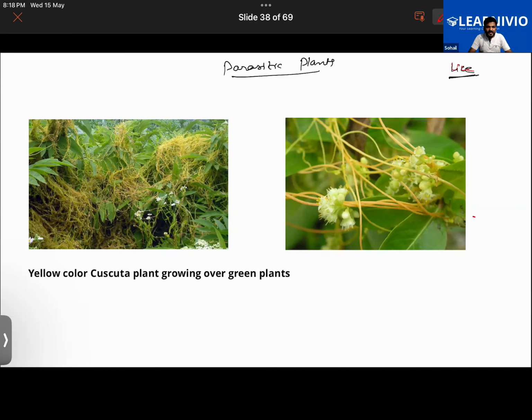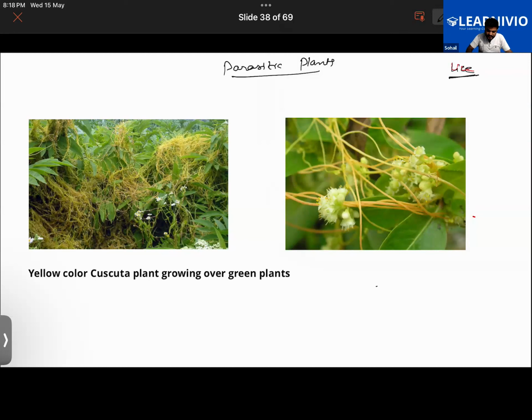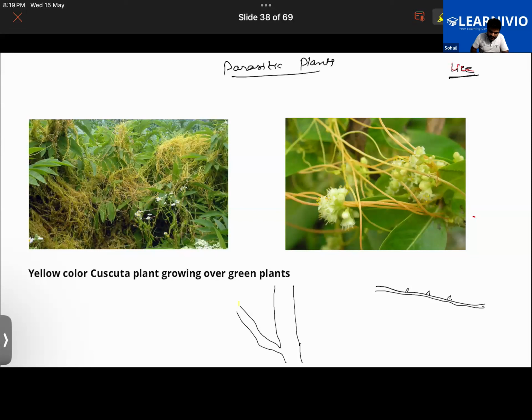For example, take this example of Cuscuta. Talking about Cuscuta, if you were to look at the structure of this Cuscuta, these are the stems of Cuscuta, and it would have spatial structures like this in its body. Say that this is the host plant, this is your host plant, and say that these are the Cuscuta.